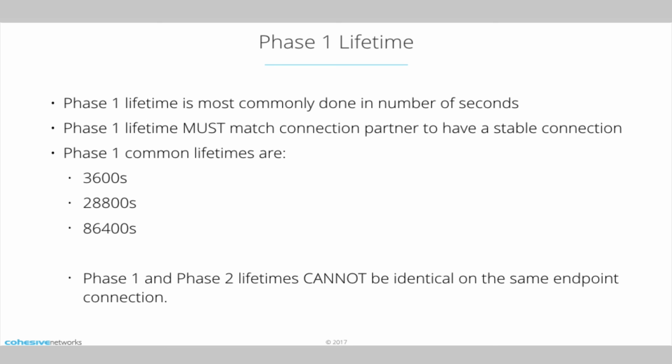VNS3 takes the first thing that the other side offers. Whatever they offer, we'll agree to. We don't push our own thing on them. We say whatever you tell us first. So what you want to have in the extra params box is matched to whatever it is they're asking you for first. They tend to be 3,600 seconds, 28,800 seconds, and 86,400 seconds. So 1 hour, 8 hours, and 24 hours.